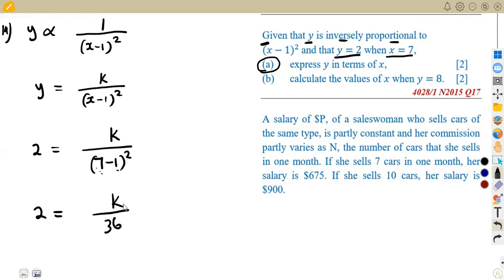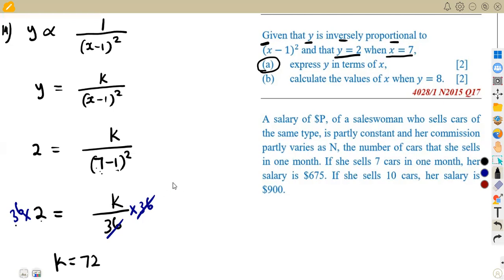How are you going to find the value of k? This side is being divided by 36. So how are you going to remove the 36? You simply have to multiply by 36. You also multiply the other side by 36, or you can cross multiply. But here you can say we have the value of k. So k is going to give us what at the end? 36 times 2, which is 72.